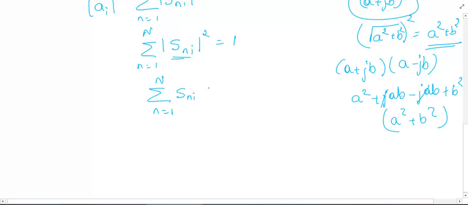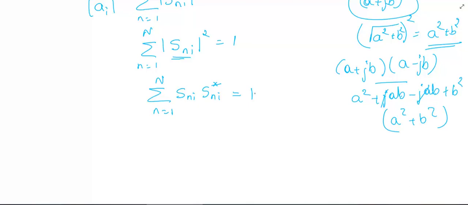So this can be written as magnitude square, that is also equal to Sni into Sni complex conjugate. That is because of this, the answers you are going to get are equal. So this is equal to 1. This is what it means: if I multiply any row of the S matrix with that same row's complex conjugate, then I will get unity.